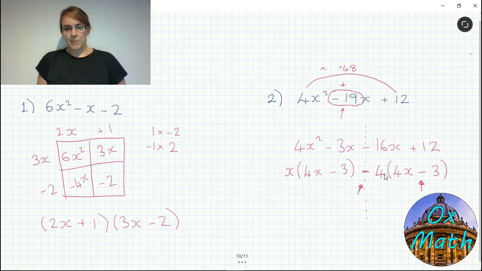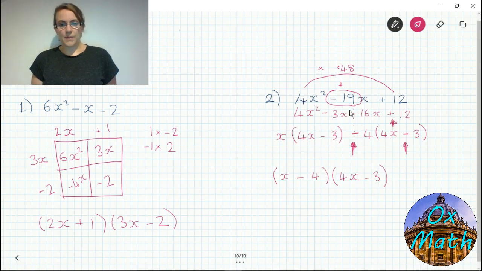So now we double check, both our brackets are the same. So that means that we have x minus 4 lots of our bracket, which is 4x minus 3. So that is our answer. So in factorised form, 4x squared minus 19x plus 12 is equal to x minus 4 times 4x minus 3. So I hope that makes sense to you.